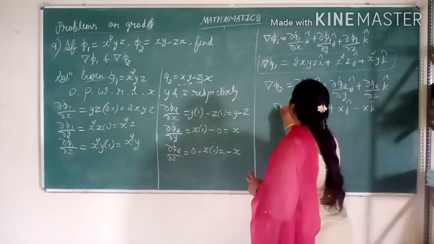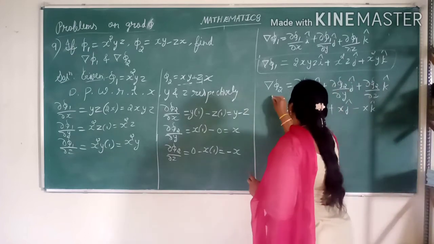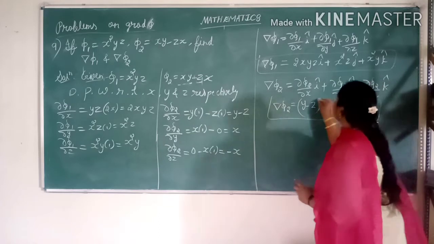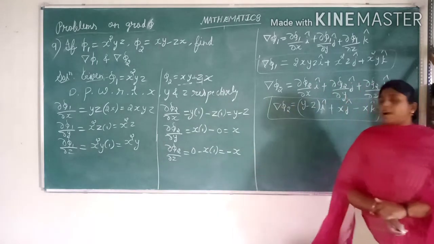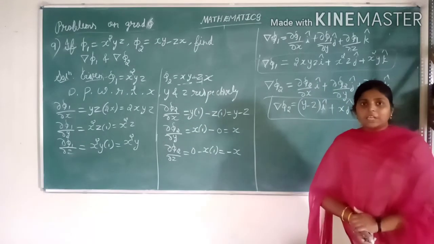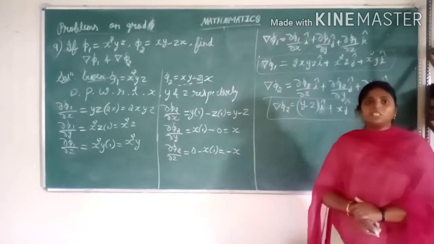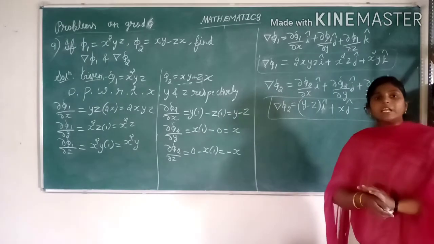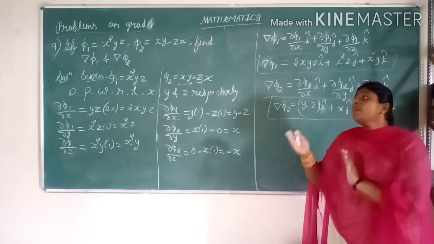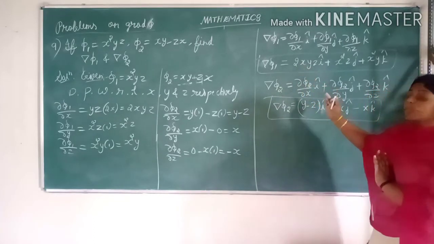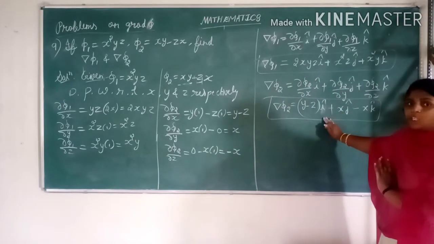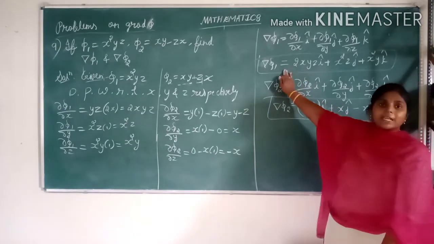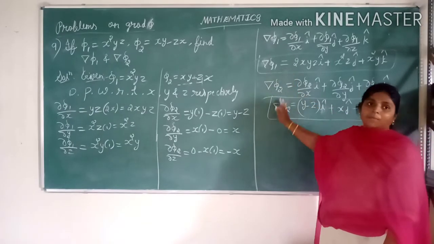This is the value of the function, that is the gradient of the function. Clear? See, in the earlier problem only one function was given, but in this problem two functions are given. Find out the partial derivatives of both functions separately, write down the formulas for both separately and substitute their partial derivatives. We will get the gradient of the functions separately.